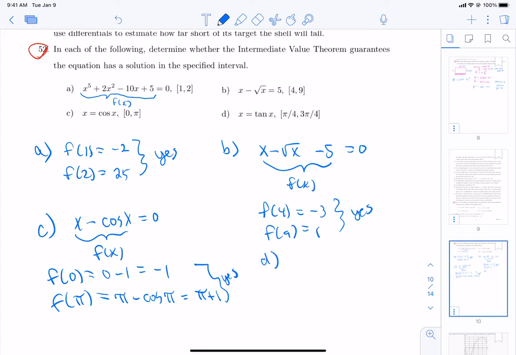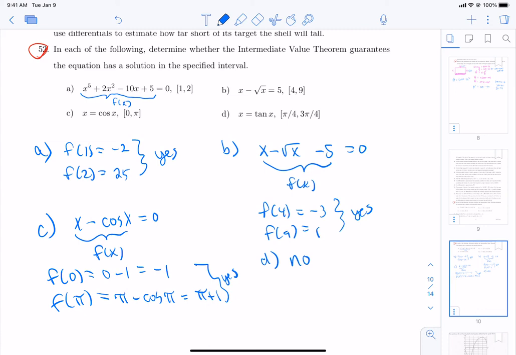D. The tangent has a gap. But where is the tangent undefined? Well, the tangent's undefined where the cosine is equal to 0, which is pi over 2. Is pi over 2 between pi over 4 and 3 pi over 4? Yeah. So this would be a no right off the bat because I don't even have to try it. It is not a continuous function because tangent of pi over 2 is the problem. So that would be a no.